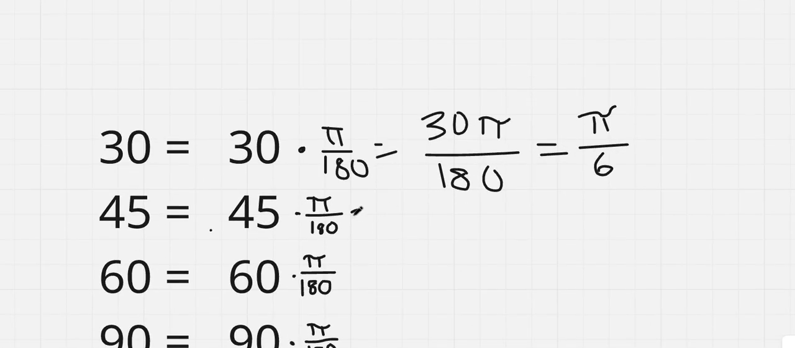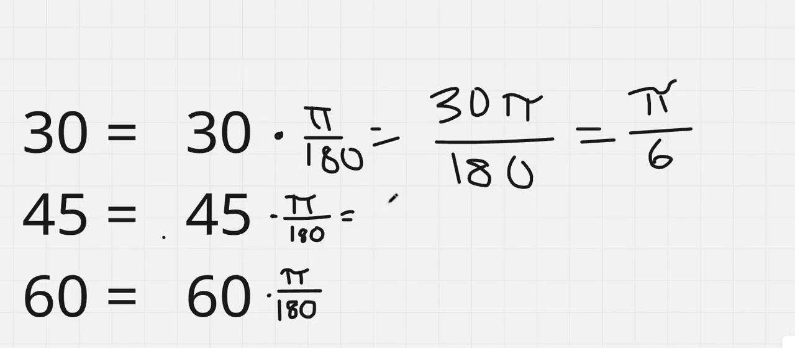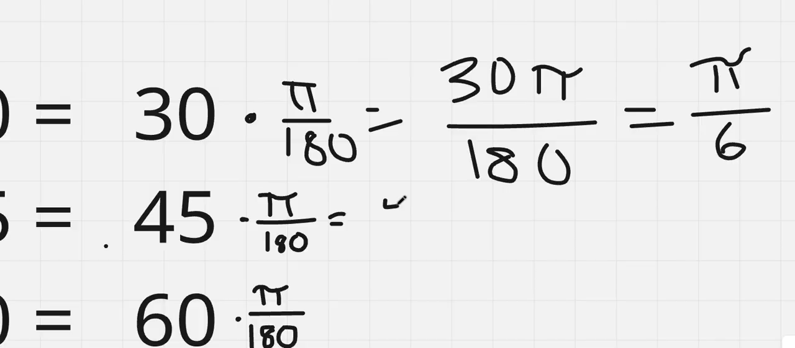45 degrees. We multiply 45 by pi over 180. And that's going to give us 45 pi over 180. And the common factor of 45 and 180 is, you guessed it, 45. 45 goes into both the numerator and the denominator evenly. 45 goes into 45 once, so we got 1 pi at the top. And 45 goes into 180 4 times.